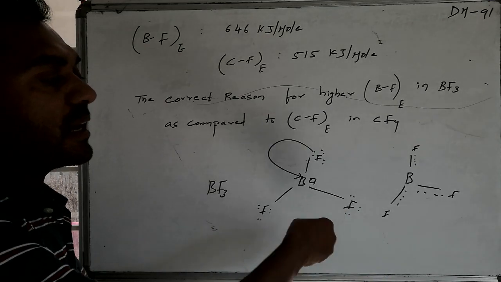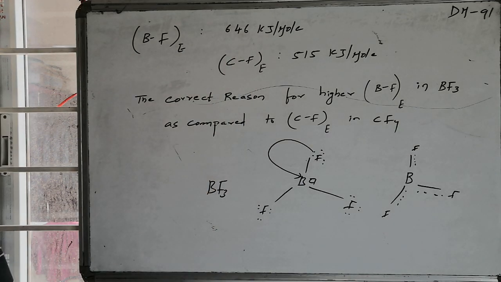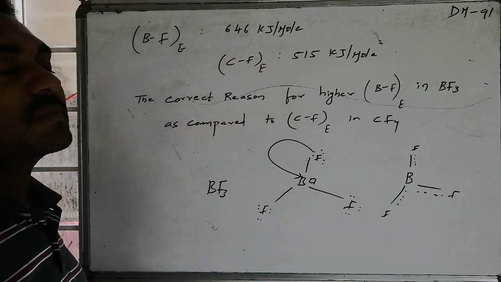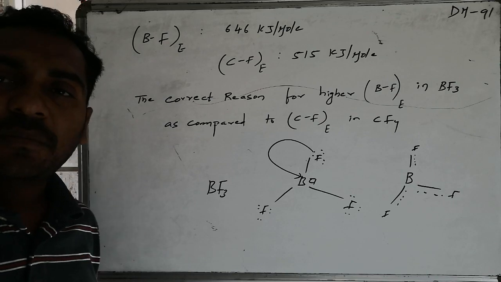Due to this extra added strength, the bond energy of boron and fluorine is found to be higher per mole, that is 646 kilojoules per mole, which is higher than that of the CF bond energy, which is found to be 515 kilojoules per mole.